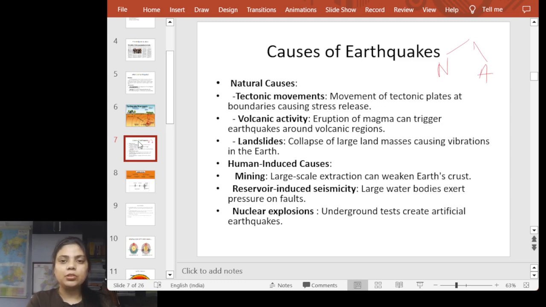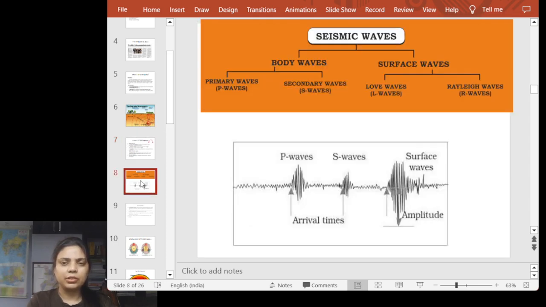If I talk about human-induced causes, they are mining and reservoir-induced seismic activity, like the large water bodies we create for hydrological resources, which has raised a concern about whether they will result in earthquakes or not. The example would be China, which is developing one of the largest water bodies for hydrological purposes. And the next is nuclear explosion. So these are the causes you can use while writing your answer.